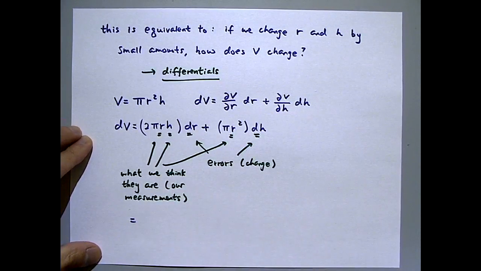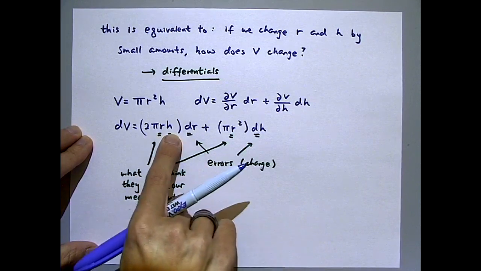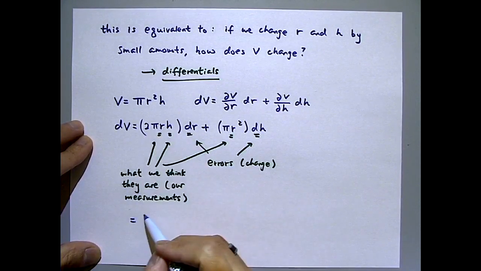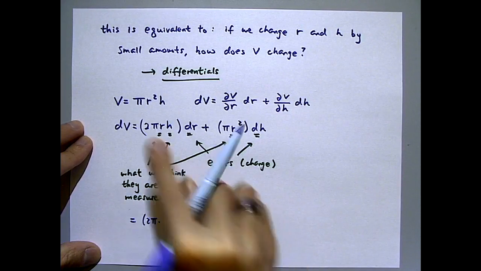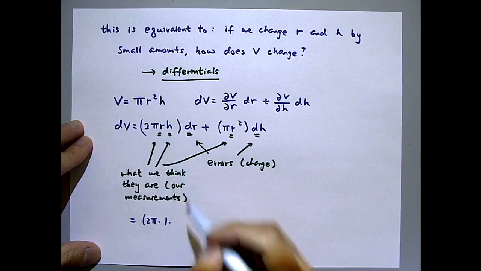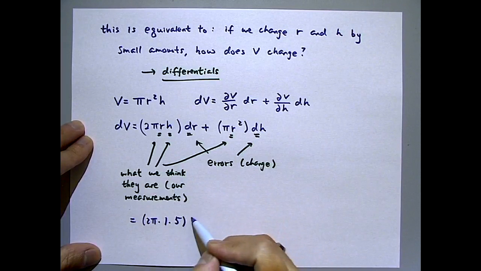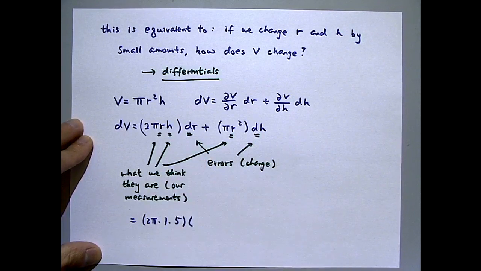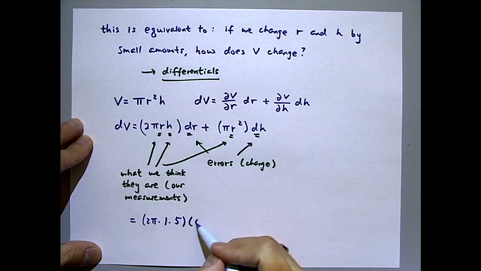Okay, now let's toss in the numbers we know. 2 pi r h. We think r is 1, that's what we measured. We think h is 5, we measured that. dr, that's the error we made. It's 0.1.